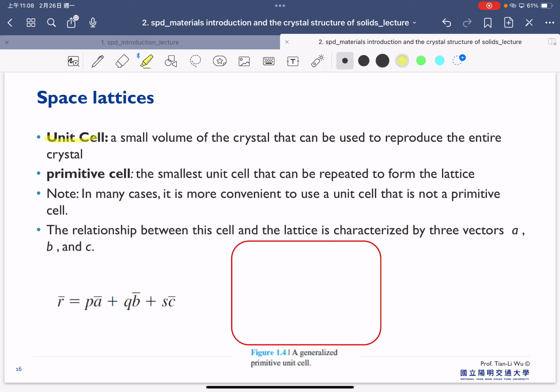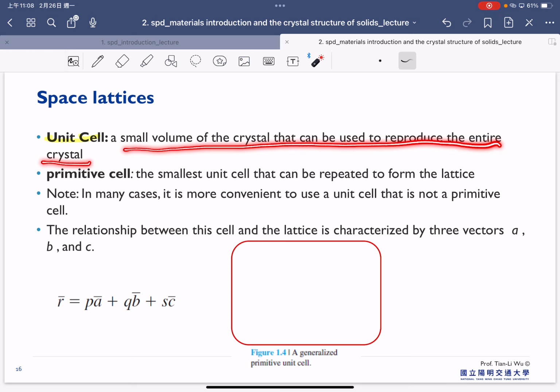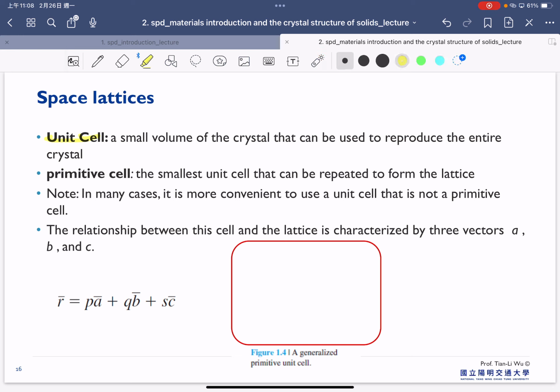So a unit cell is a small volume of the crystal that can be used to reproduce the entire crystal. And the second one is the primitive cell. So this is the smallest unit cell that can be repeated to form the lattice. And in many cases, it's more convenient to use a unit cell, not the primitive cell here. And the relation between this cell and lattice is characterized by the three vectors as shown in here.